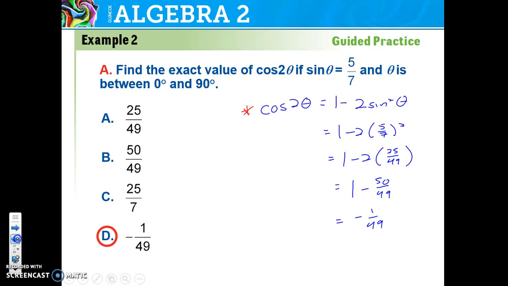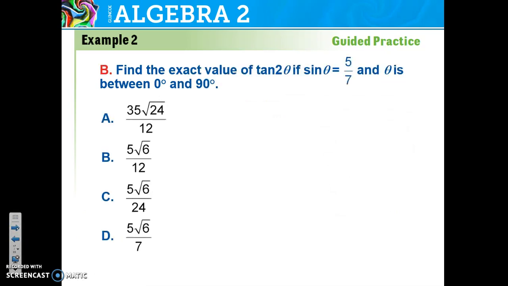Sorry, didn't mean to go quite that fast. Then I plug in 5/7, square it, multiply by 2, and then here I subtract. 49/49 minus 50/49 gives me negative 1/49. Okay, now take a look at this one.